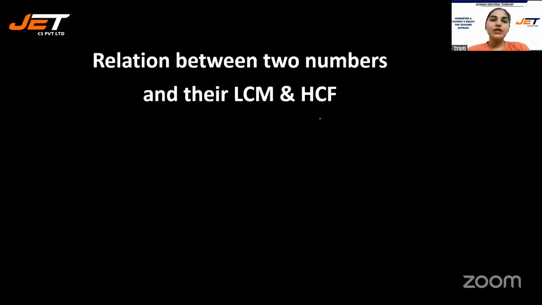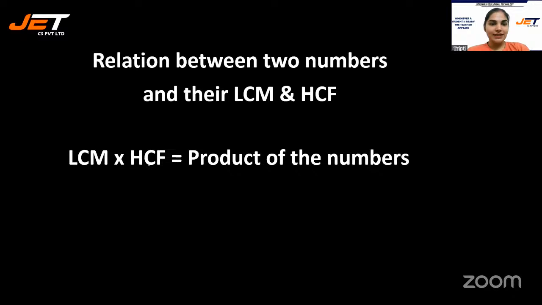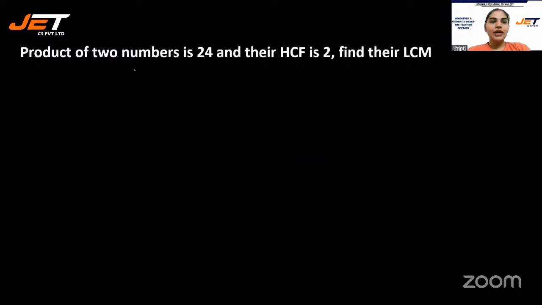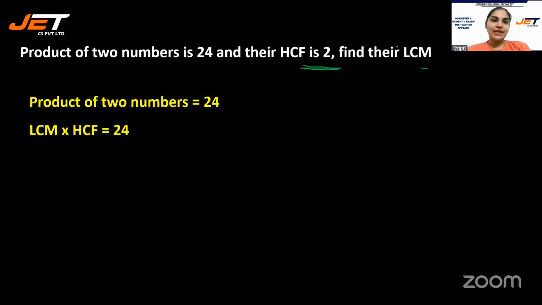So the relation between two numbers and their LCM and HCF is that the product of LCM and HCF is equal to the product of the numbers. Now, the product of two numbers is given to us and their HCF is 2. Find their LCM. How to do that? The product of two numbers is 24. HCF is 2. You have to find the LCM.